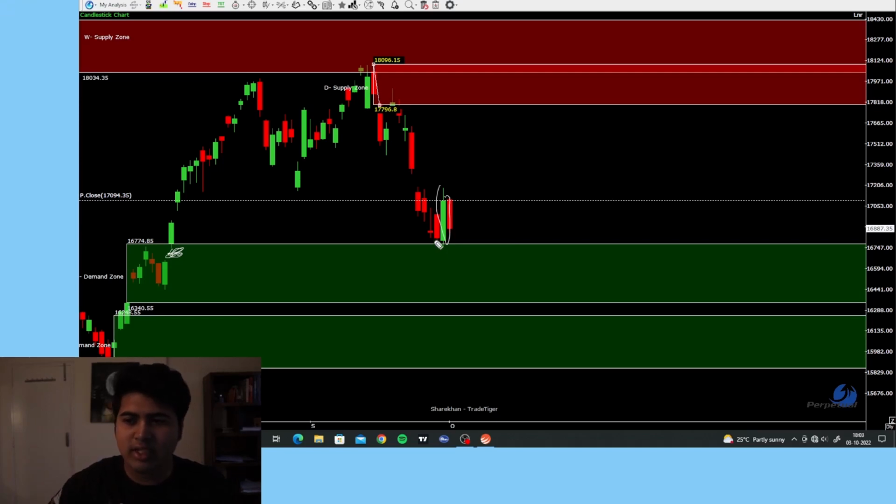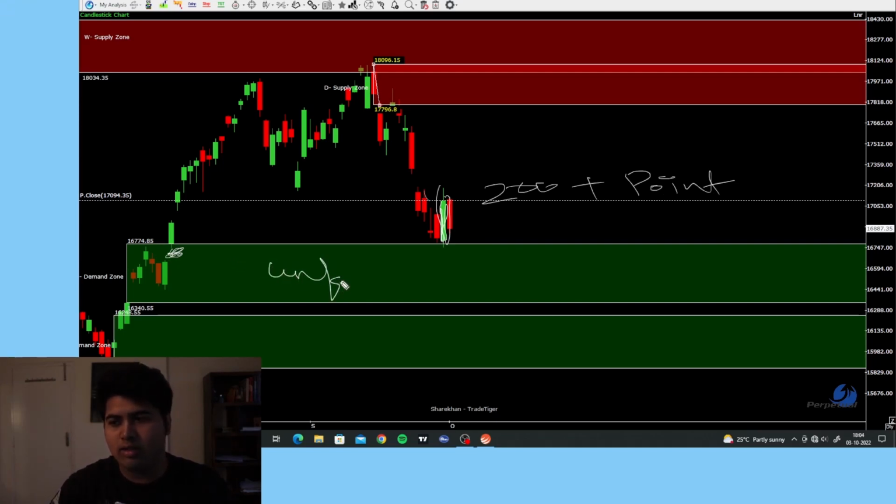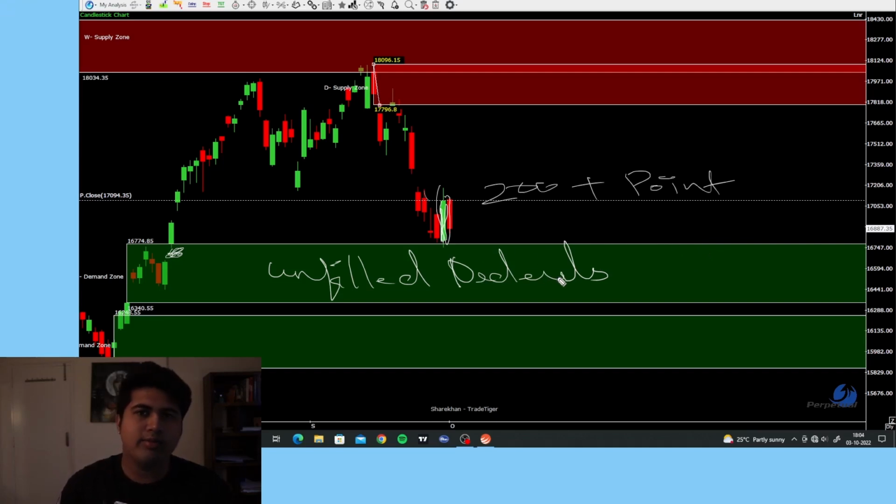When it was fresh, it has definitely reacted also, and the reaction is this green candle that we saw. This was on Friday. It was almost a 200 plus point movement that happened, right? So this is because of this particular demand zone. As you can see, there might have been quite a lot of unfilled orders which got fulfilled in that particular area.